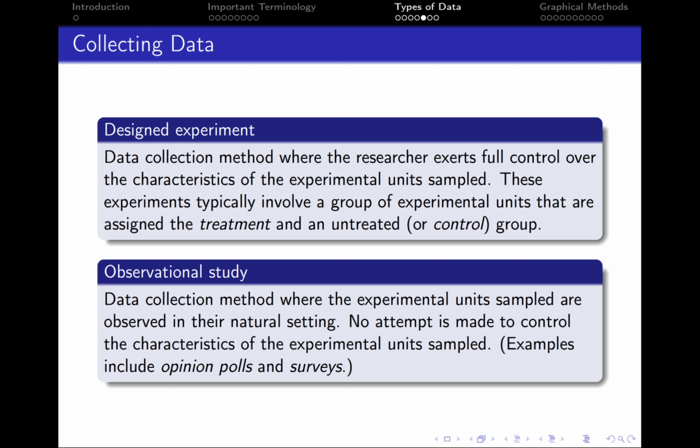Whereas an observational study is something that is more relevant for us. This is a data collection method where the experimental units sampled are observed in their natural setting. No attempt is made to control the characteristics of the experimental unit sampled. An example of such a study includes opinion polls and surveys. So when you ask people whether they agree on a certain issue or not, this is an observational study. And this is something that you will also do throughout your studies, not during this course, but at some point you will do that, and you will note that what you're doing is an observational study.